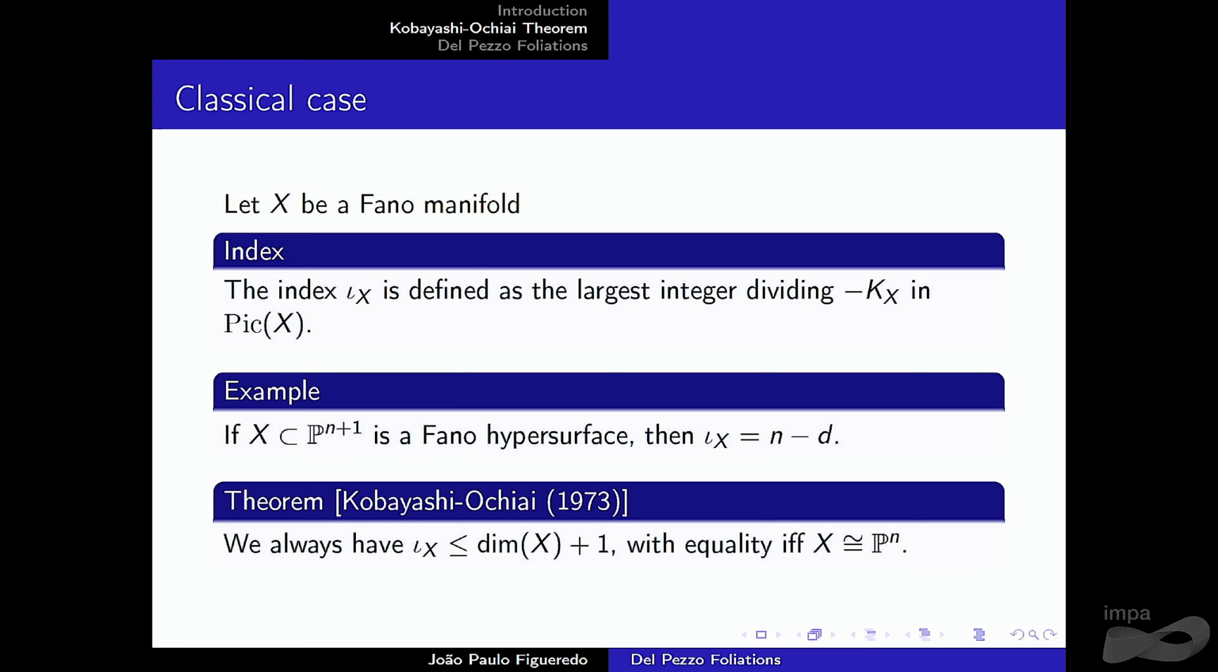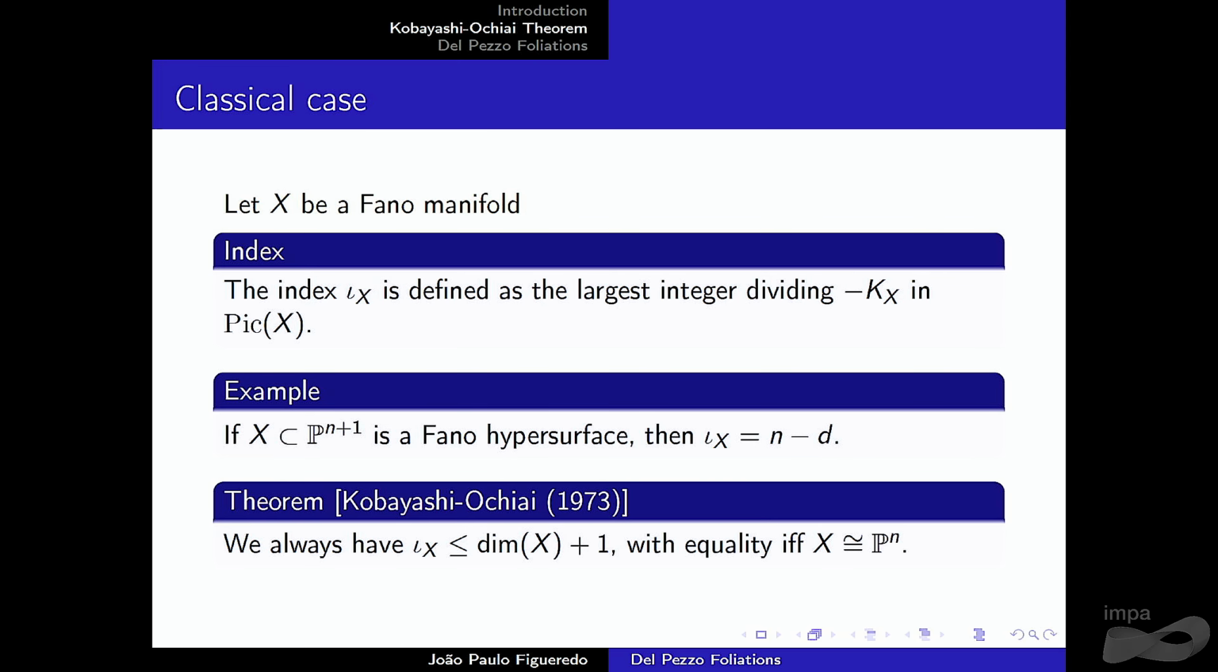And the theorem of Kobayashi-Ochiai says that this index is, you can see this in this case, but in general, this index is at most the dimension of X plus 1. And when the equality holds, this holds if and only if the space is the projective space. So this is one way of characterizing the projective space. These are the only Fano manifolds having the highest possible index.